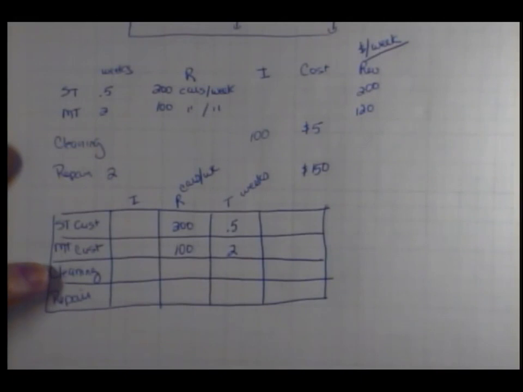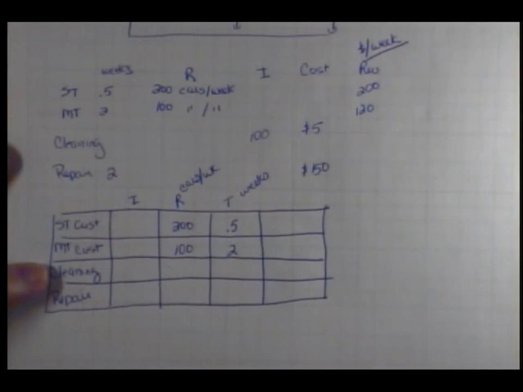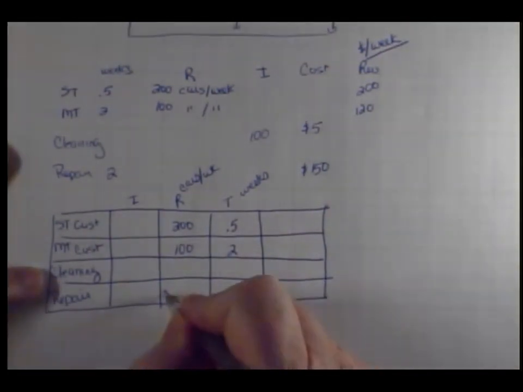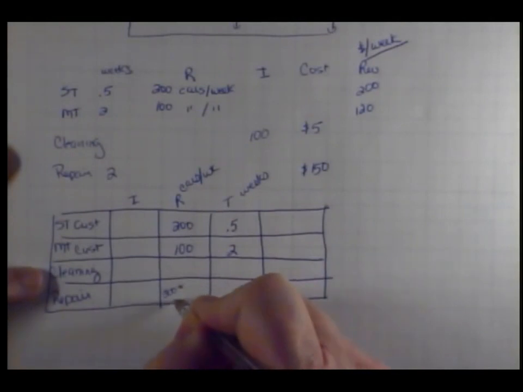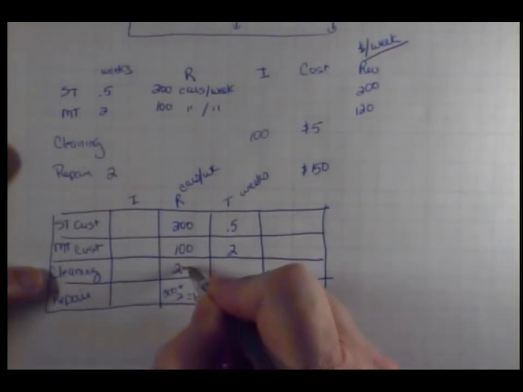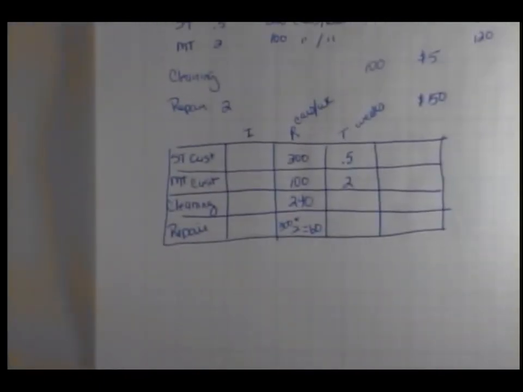In terms of cleaning, I know that I have 300 cars per week going through the rental process. Of those 300 cars per week, 20% of them are going through the repair process. So 300 times 0.2 gives me 60. Which means the remaining are going through the cleaning process. So 300 minus 60 gives me 240. So I've got my throughput established.